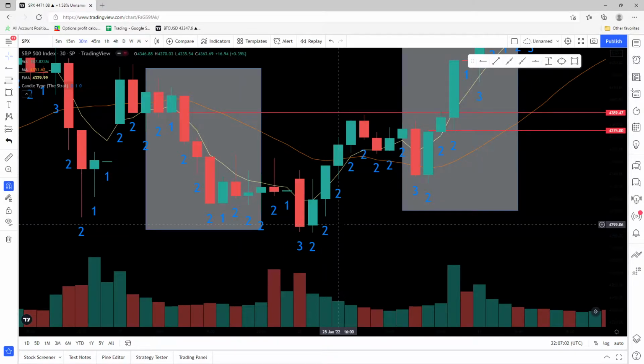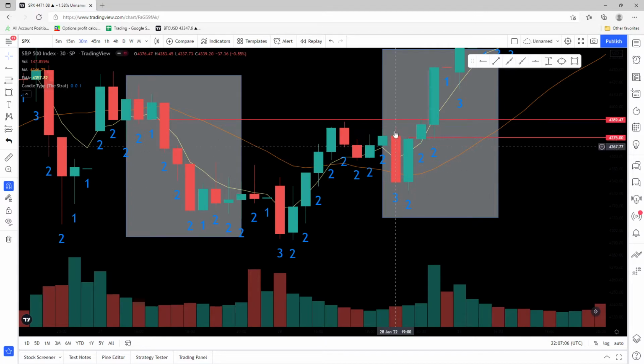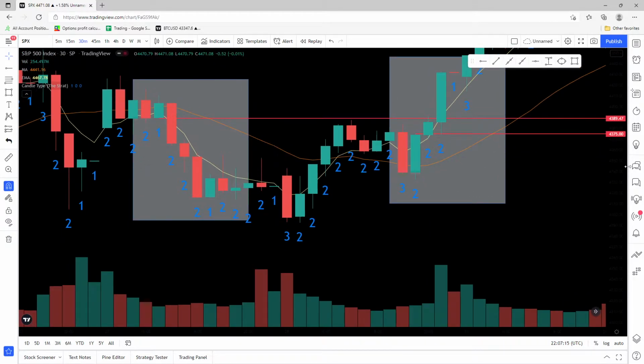And then a three candle does both, right? So you have this big red three. It took out the high of the previous candle and it also took out the low. So now it's a big three. Those are the three types of candles.